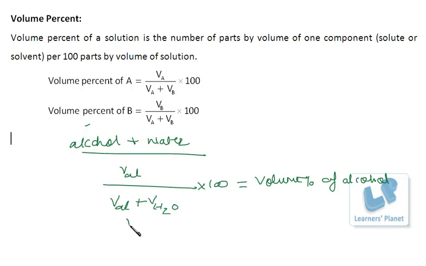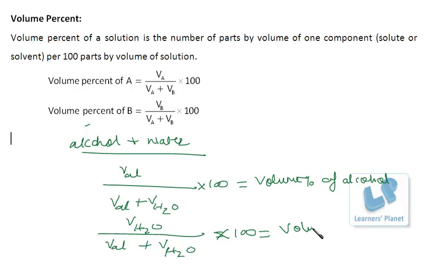Likewise, volume of water divided by volume of alcohol plus volume of water, multiplied by 100, will give the volume percent of water. So these are the methods by which we can express the concentration of a solution. Let's take up one or two numericals related to this.